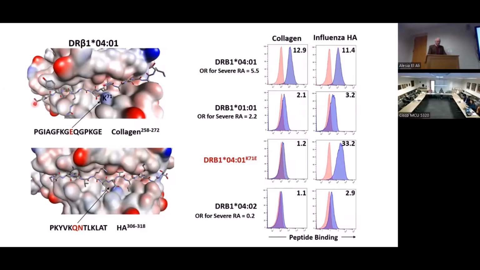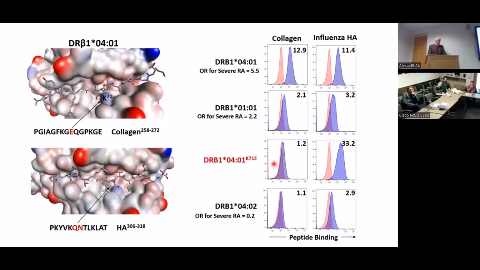So if you look at the reason for this, this is the collagen peptide that we're talking about. In position 9, it has a glutamic acid that interacts with that basic lysine, so that's why it binds so well. If we change this single amino acid to an acidic amino acid, now it repels this, and that's why we lose binding right here in the 0401 K71E.